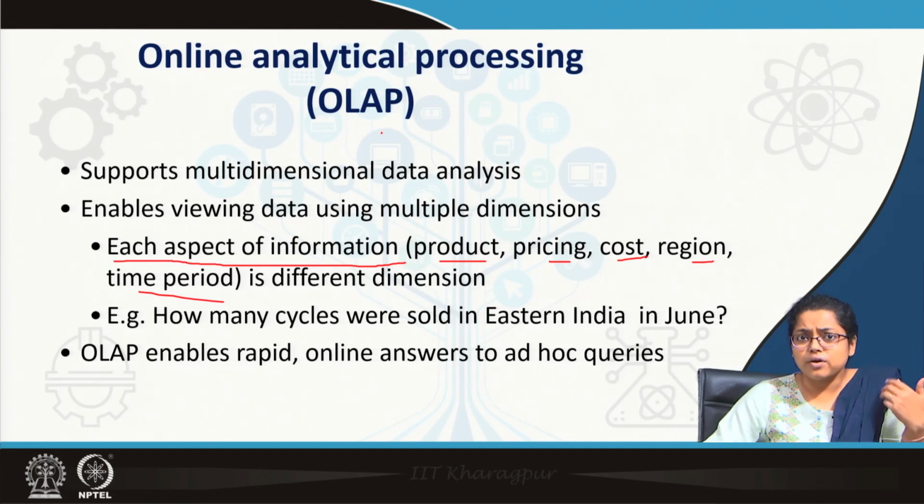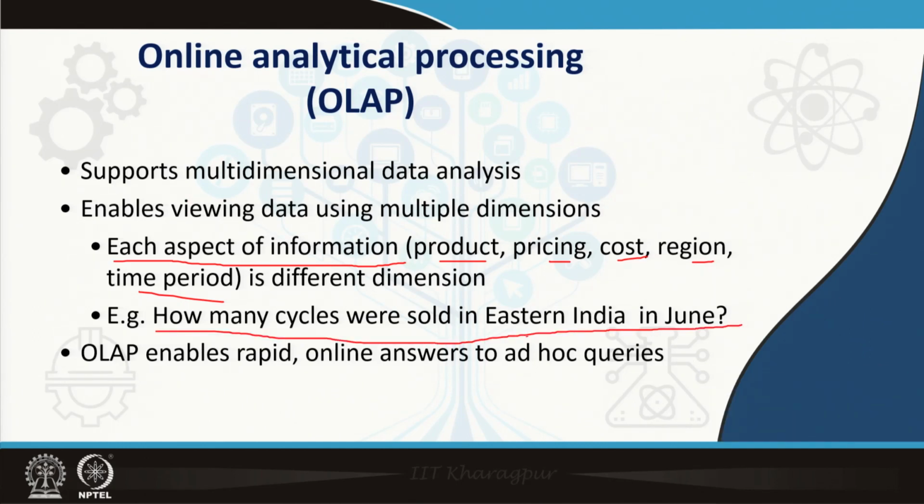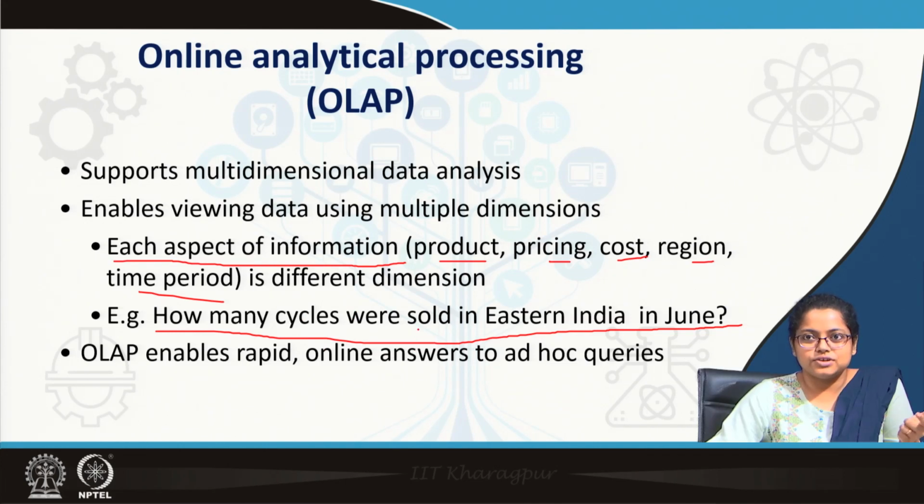Talking further about dimensions, here is an example. How many cycles were sold in eastern India in June? If you have a chunk of data, you can slice it based on multiple dimensions. Here we have three dimensions. I hope you can understand what the three dimensions are. What is the product here? That's the first dimension, that is cycle.